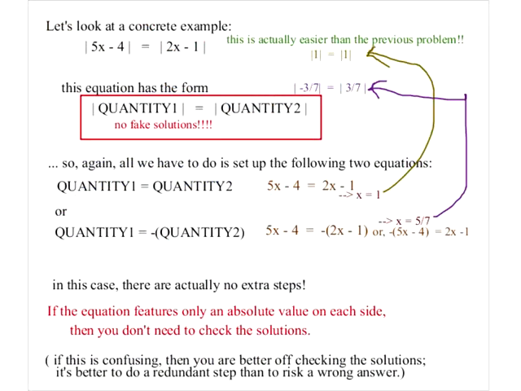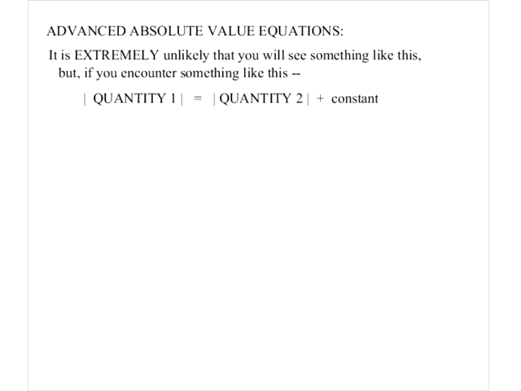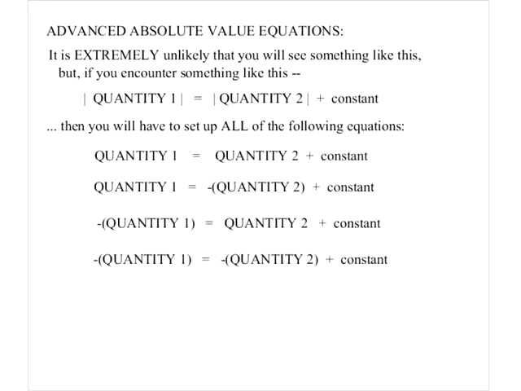Okay, so back to some other stuff about absolute values. This is going to be a 2-minute screen. If you get something like this, it's extremely unlikely that you would. But if you get something like that, then here's what you would have to do. You would have to set up all of the possible combinations of quantity 1 and quantity 2. Again, let me repeat my statement from before that this is extremely unlikely.